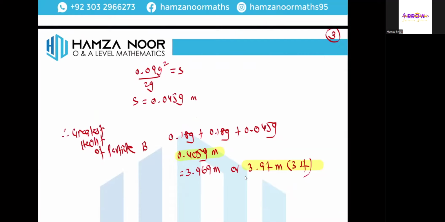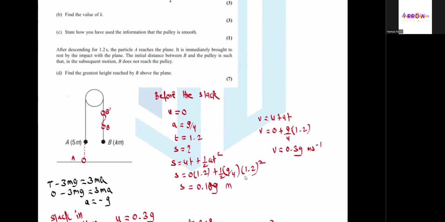I'm going to rearrange the equation, and finally I get that the value of s, meaning the displacement, which is actually the distance over here, is 0.045g meters. Therefore, we can say that the greatest height of particle B above the plane, basically when particle A hits the plane, it has covered a distance of 0.18g meters.